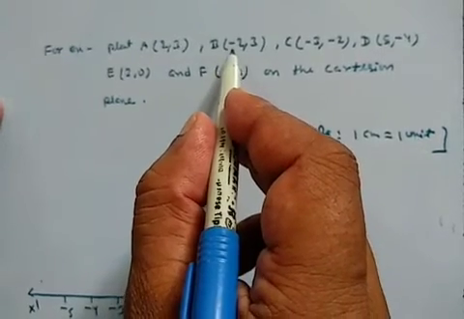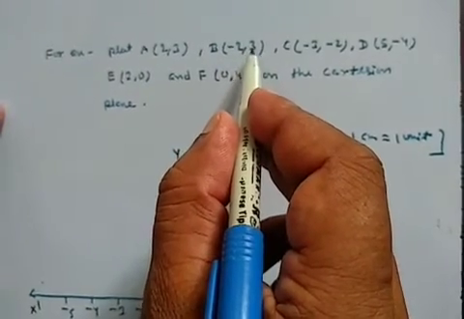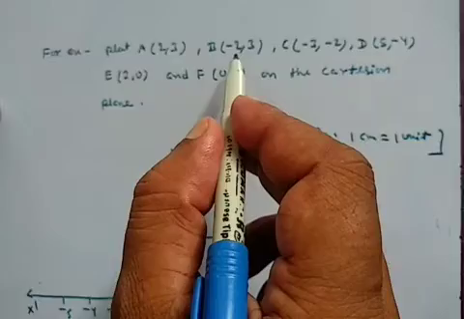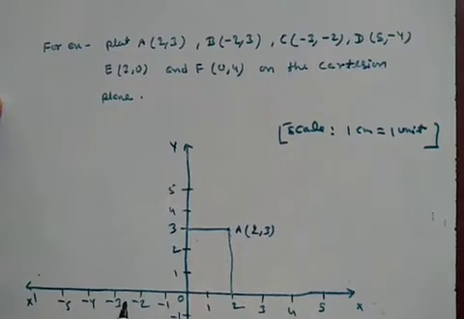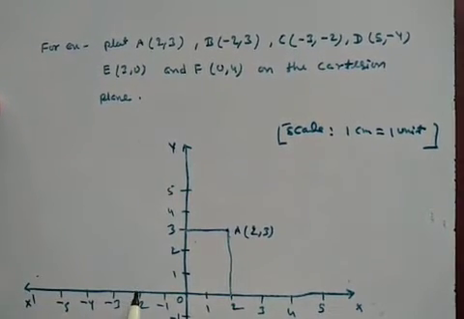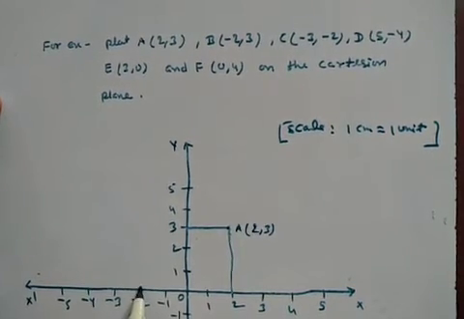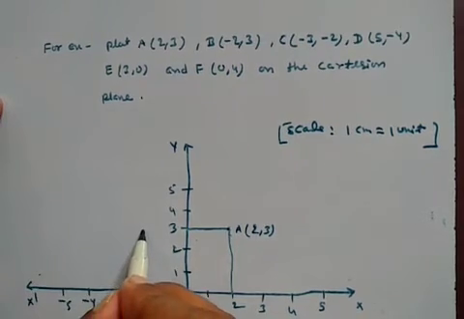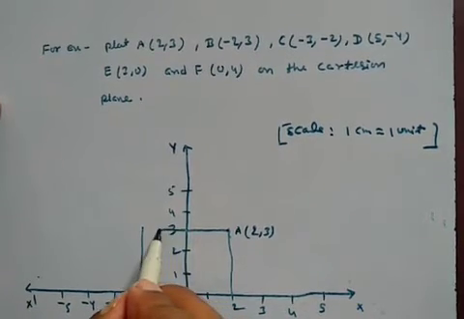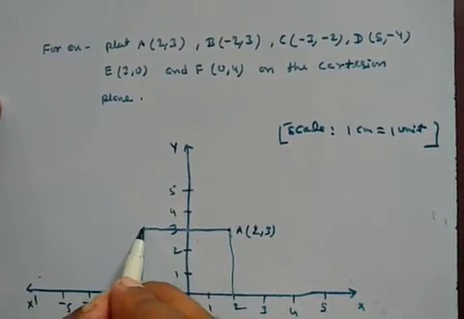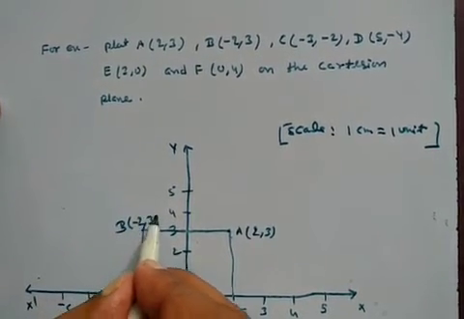Now we represent point B. Here the abscissa of point B is -2 and the ordinate is 3. So this point lies in the second quadrant, and for representing this point we draw on the x-axis at -2 a perpendicular line, and on the y-axis draw another perpendicular line. Both perpendicular lines intersect at this point. This point will be point B, (-2, 3).